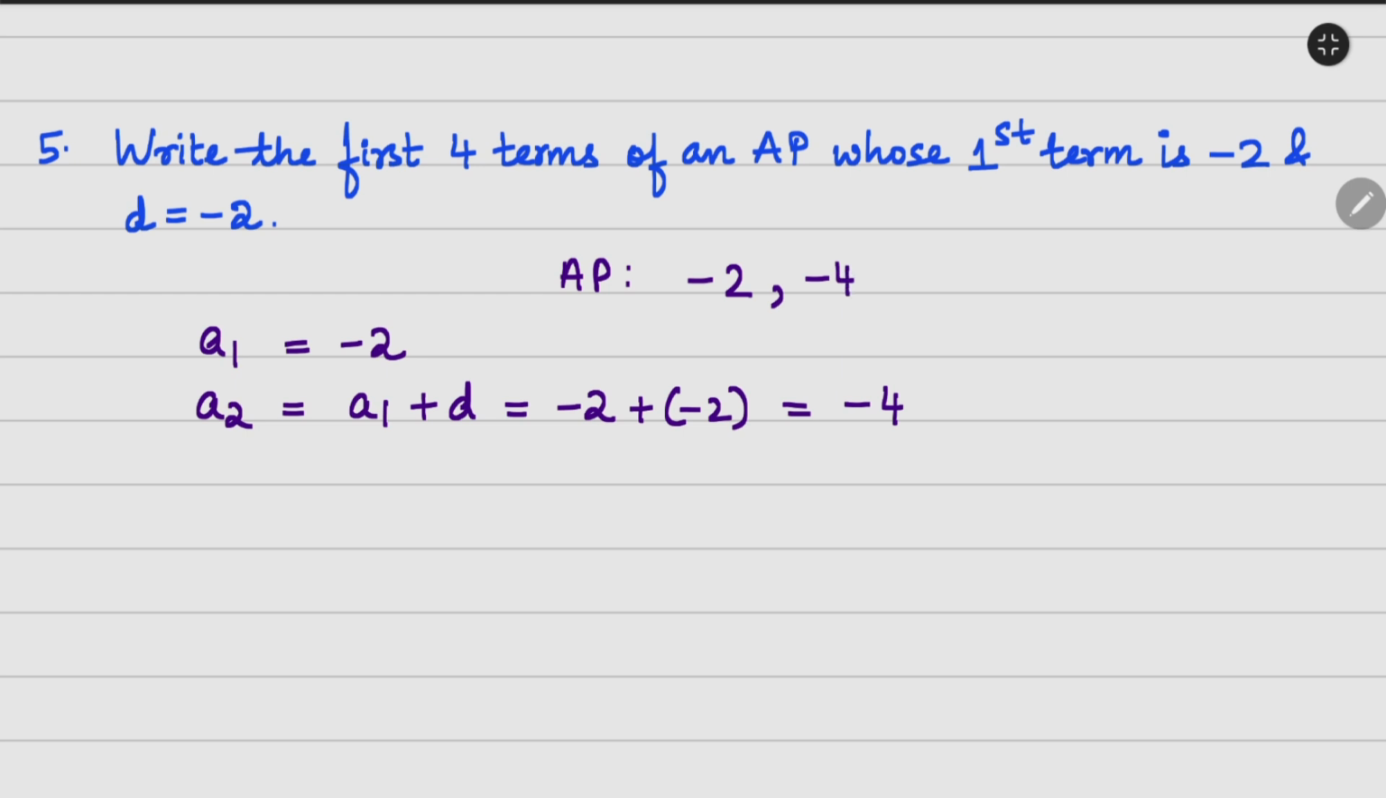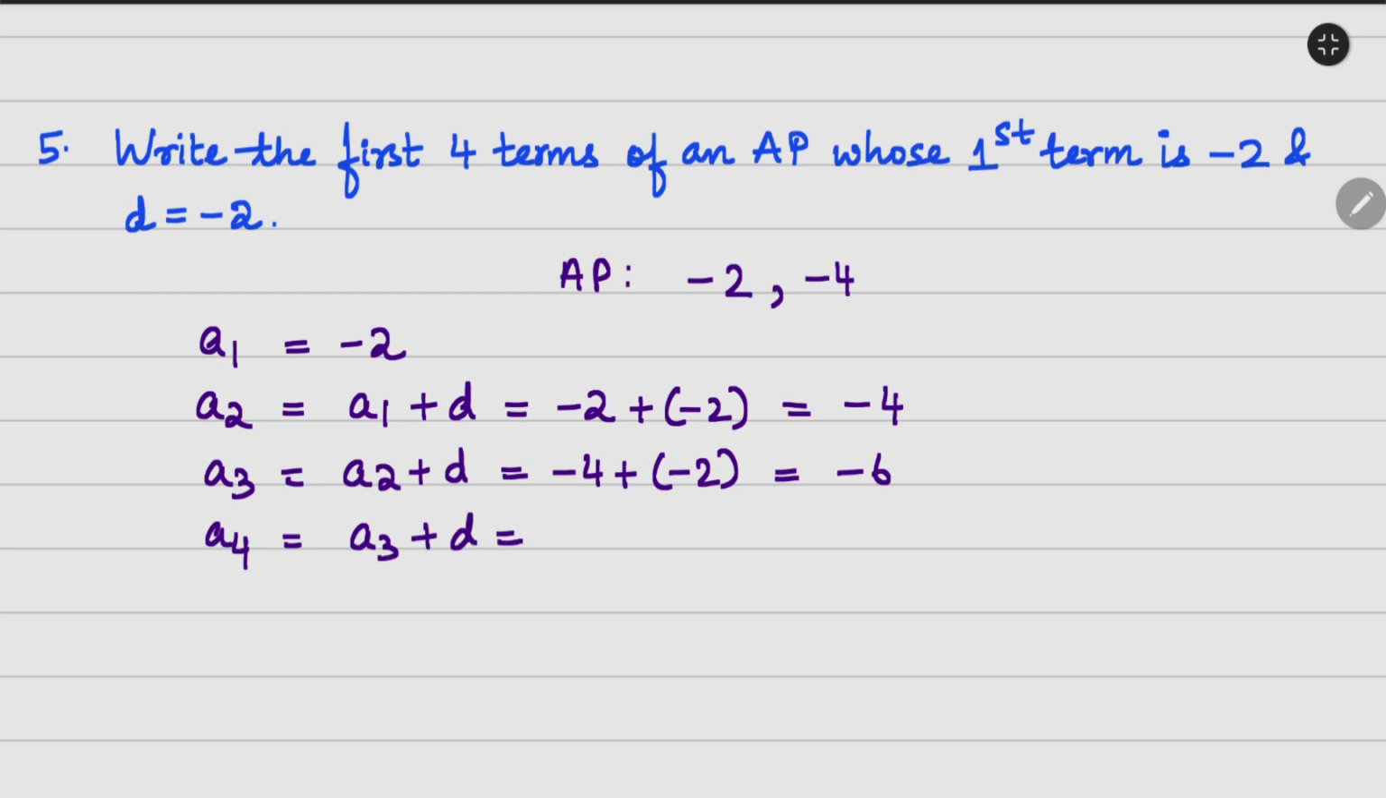Let's fill it up here. Minus 4. What is your third term? It will be second term plus D. What is your second term? Minus 4, plus your D. D is minus 2. So it's minus 4 minus 2, which is minus 6. What is your fourth term? A3 plus D. The third term plus the common difference. So minus 6 plus minus 2, which is minus 8. So what is the AP? Minus 2, minus 4, minus 6, minus 8, and so on. You have to calculate the first 4 terms. So these are the 4 terms, and that's your answer. Let's move on to the next question.